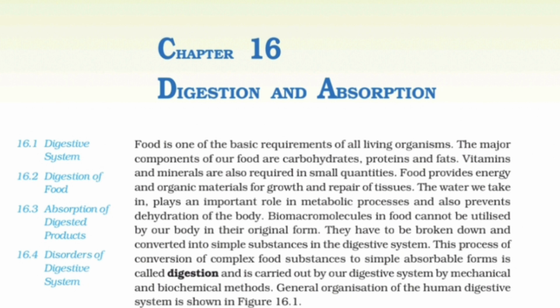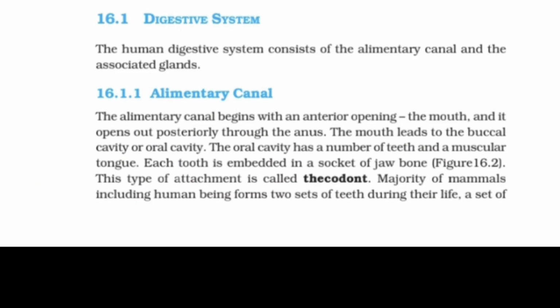Biomacromolecules in food cannot be utilized by our body in their original form. They have to be broken down and converted into simple substances in the digestive system. This process of conversion of complex food substances to simple absorbable form is called digestion and is carried out by our digestive system by mechanical and biochemical methods. General organization of the human digestive system is shown in figure 16.1. The human digestive system consists of the alimentary canal and the associated glands.